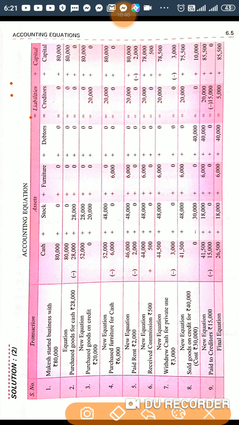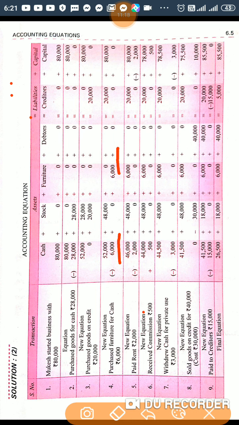Now fourth transaction, purchase furniture for cash. Two assets are involved, furniture and cash. So cash is decreasing by 6,000, so we will deduct 6,000 here, and at the same time furniture is increasing, so we will add 6,000 to the furniture. Rest is 0. So if you see the equation simply, cash is decreased by 6,000 and furniture is increased by 6,000, so the equation is unaffected, right?